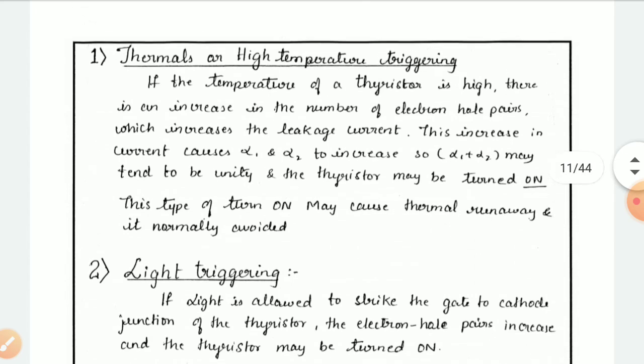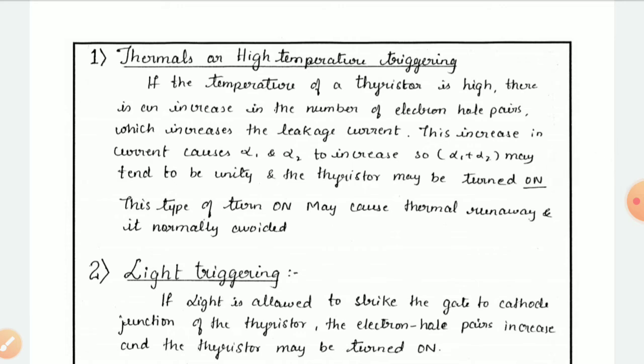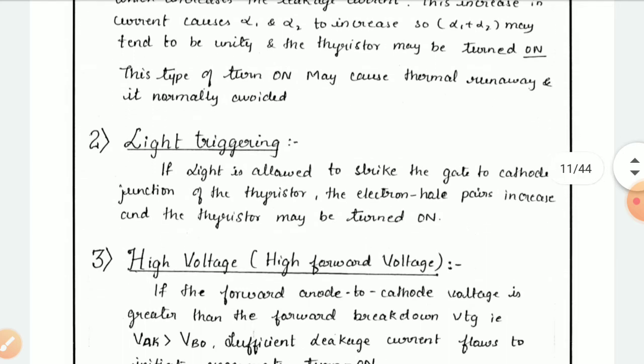It's called thermal runaway, or high temperature turn on, or thermal triggering. So this is one way of turning on an SCR. Next is light triggering.